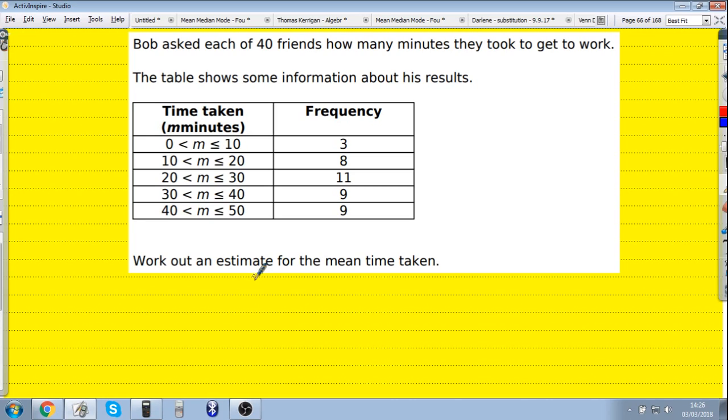So to get the mean time, let's just guess. Do I have to find the number which is in between each bit? Yeah. So what number would be in the middle? So 5, 15, 25, 35, and 45. Okay. What's next?